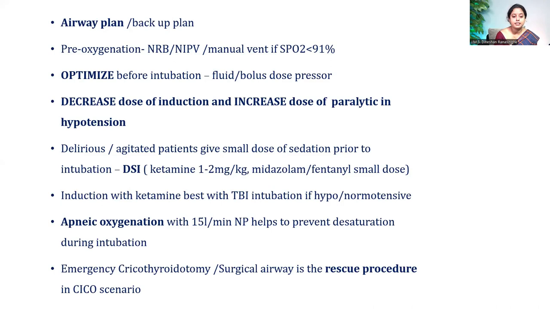What about the doses of the drugs that we use? Induction drugs: commonly we are using propofol, ketamine, midazolam. Those induction agents, the dose should be reduced. But you can increase the paralytic doses, the paralytic drugs: succinylcholine, rocuronium, vecuronium. So you can increase the dose of the paralytic in hypotension or compromised cardiovascular state. And I think this is fairly common.